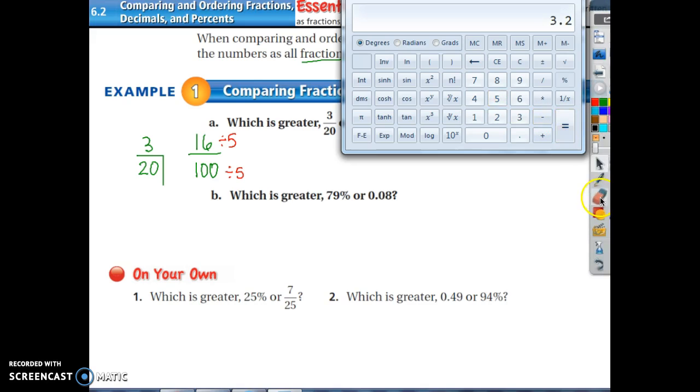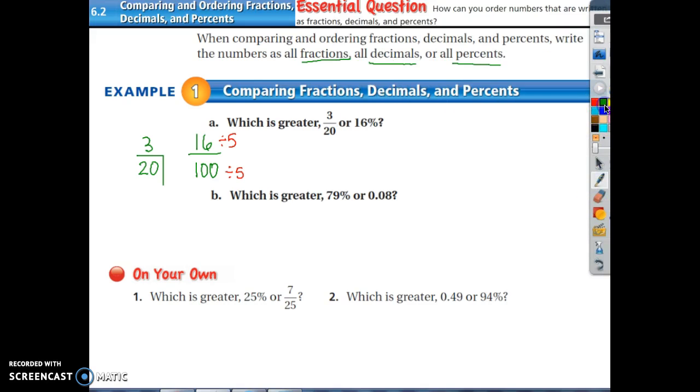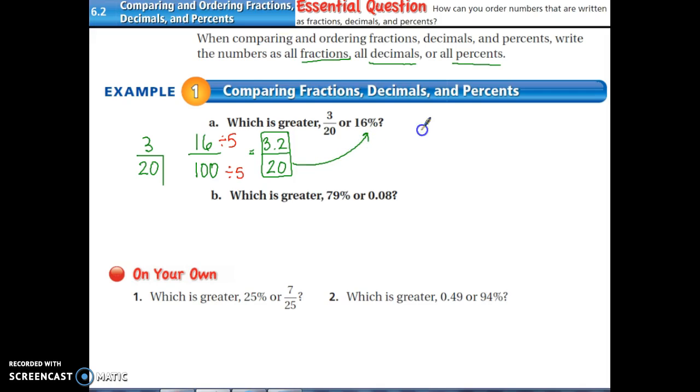On the top I find that I have a numerator of 3.2. So 16 divided by 5 is 3.2, and 100 divided by 5 is 20. Now the two numbers I'm comparing are the 3/20 and the 3.2/20. Since 3.2 is greater, that means that this number is larger than the 3/20. However, they didn't give us 3.2/20. They gave us 16%. So my final answer would be that 16% is greater.